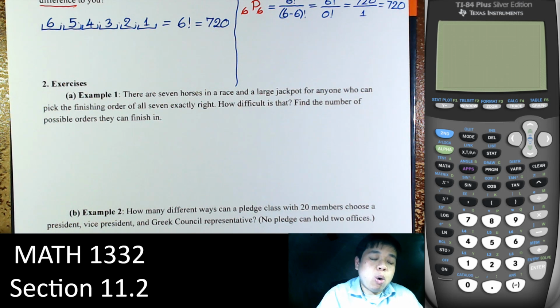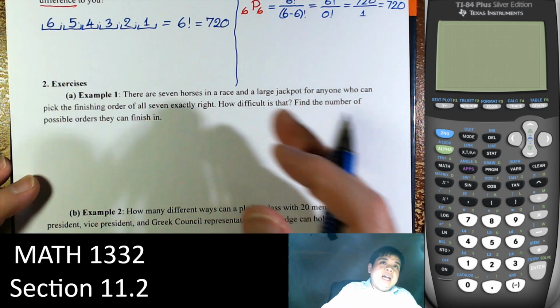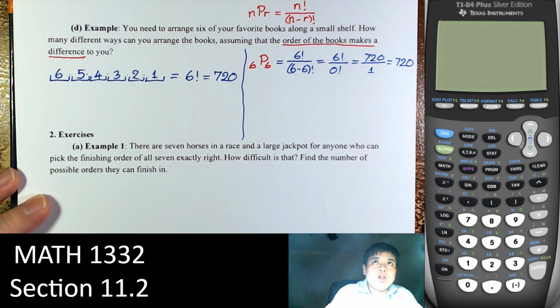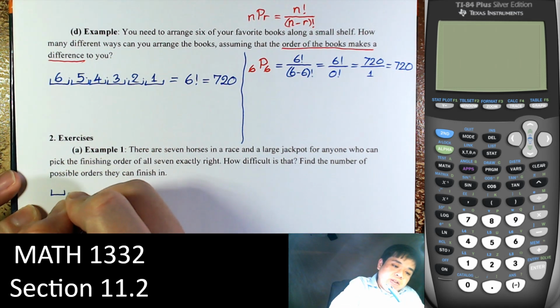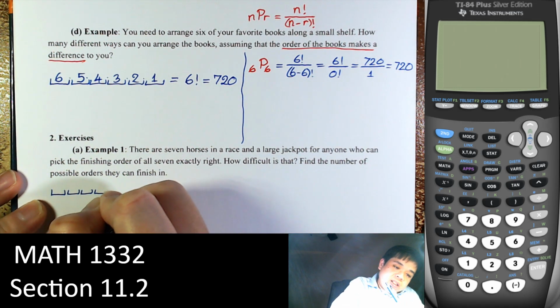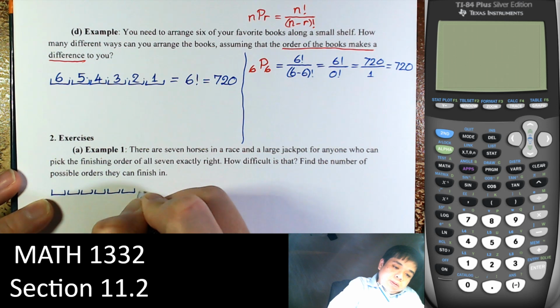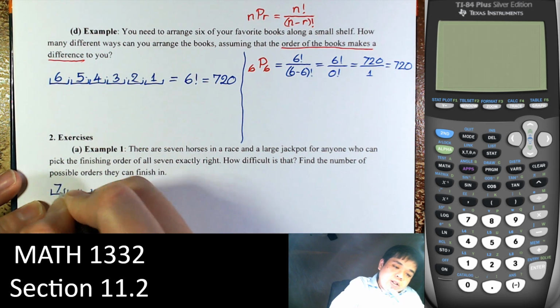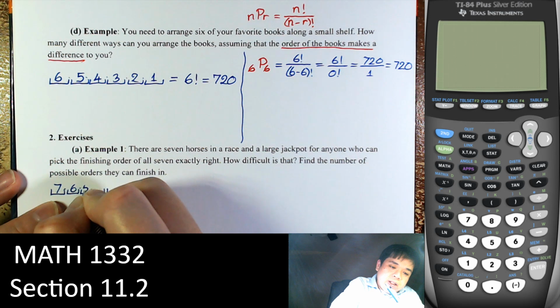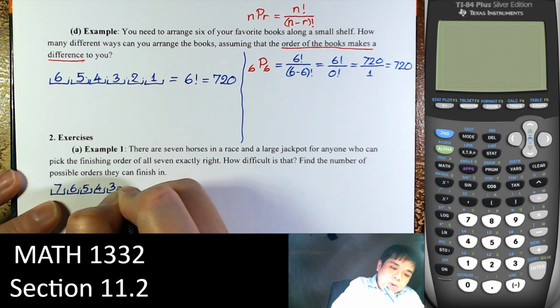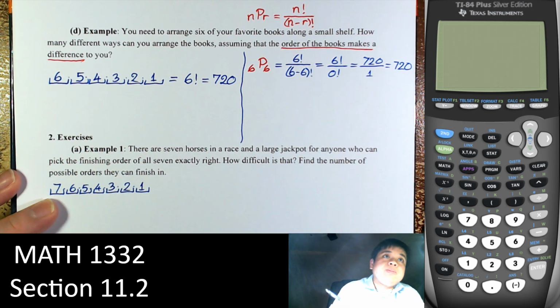Next, there are 7 horses in a race and a large jackpot for anyone who can pick the finishing order for all 7 exactly. How difficult is that, given the number of possible orders they can finish in? If we want to do that without the permutation formula, just say there are 7 slots: 7 for the first one, 6 for the next one, 5, 4, 3, 2, and 1.